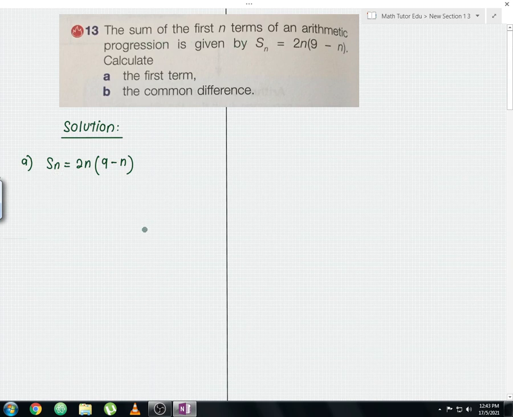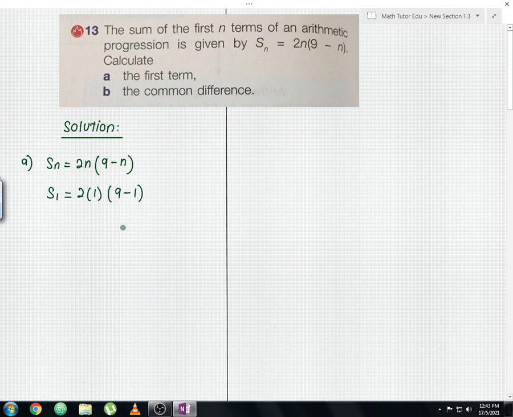Okay, so to find the first term, the first step we need to do is find the sum of the first one term. Then you can ask me why we need to find the sum of the first one term. Please hold on, I will get back to you regarding this explanation soon. So from here we need to find S1. S1 will be equals to 2 times 1, and then in a bracket 9 minus 1.